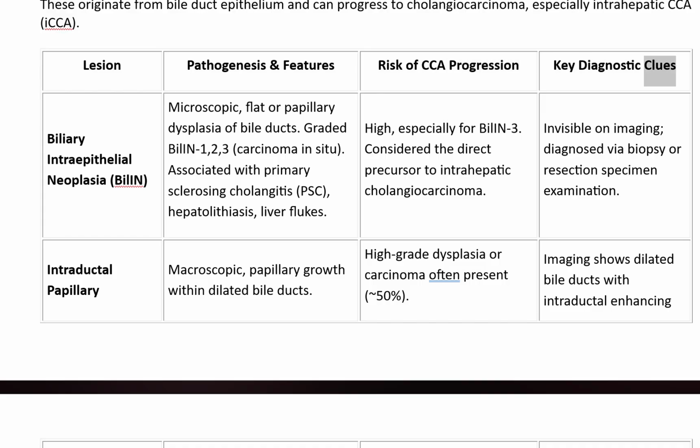Key diagnostic clues. Biliary intraepithelial neoplasia, BilIN. Microscopic, flat, or papillary dysplasia of bile ducts. Graded BilIN 1, 2, 3, carcinoma in situ. Associated with primary sclerosing cholangitis, PSC, hepatolithiasis, liver flukes. Risk is high, especially for BilIN 3. Considered the direct precursor to intrahepatic cholangiocarcinoma. Invisible on imaging, diagnosed via biopsy or resection specimen examination.